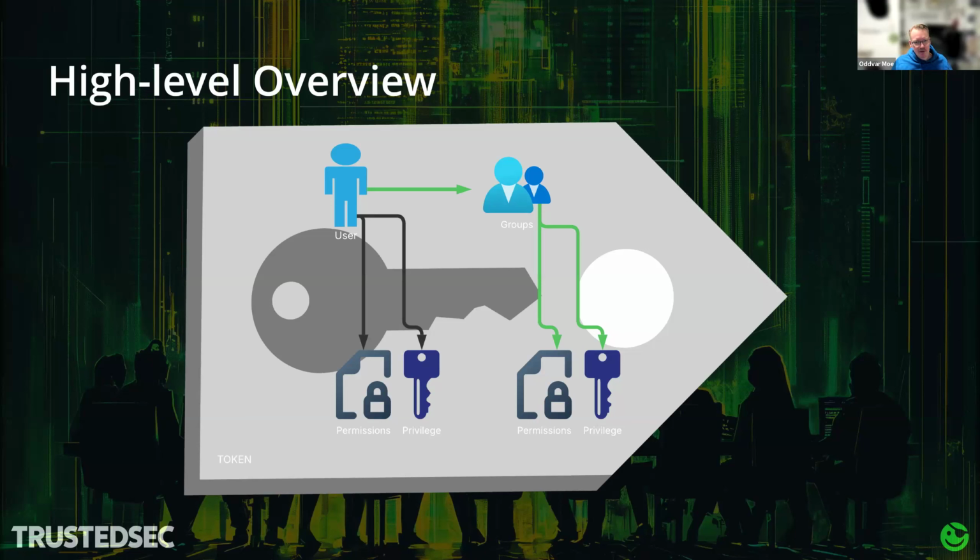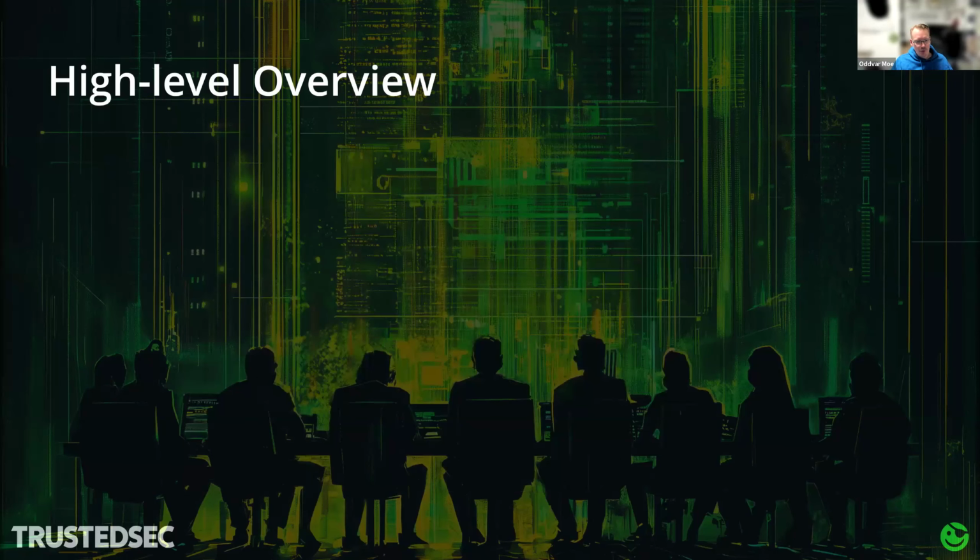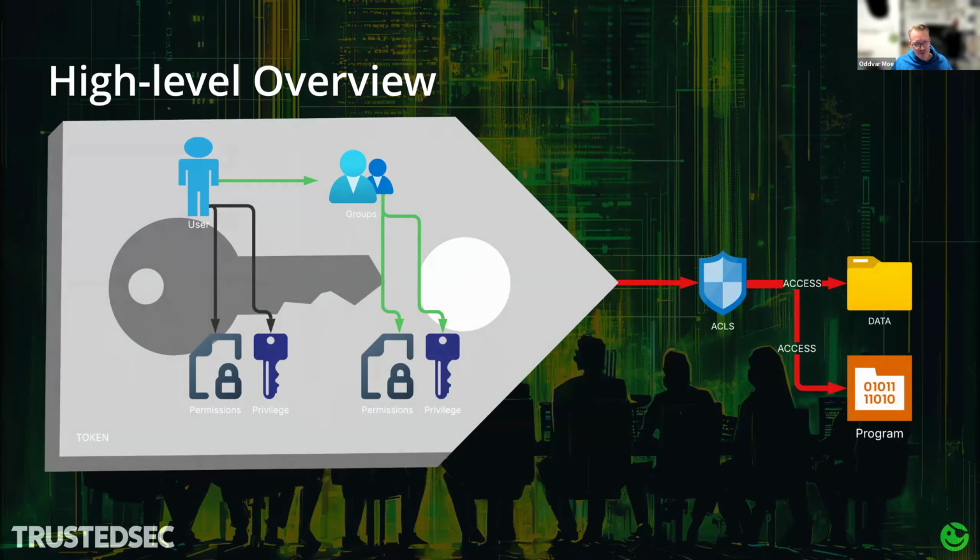And all this information is used when you log on to a Windows system. When you log on, it creates tokens, and this token contains all this information. So when you want to access things, the token will be used. The token will be forwarded and compared to ACLs, access control lists, and the system will check if the token allows the access to, for instance, data or allows you to run a program or other stuff like that. So that is the high-level overview of the process.